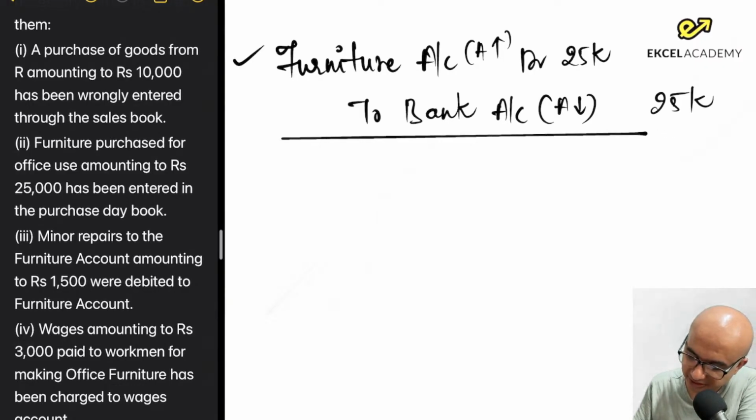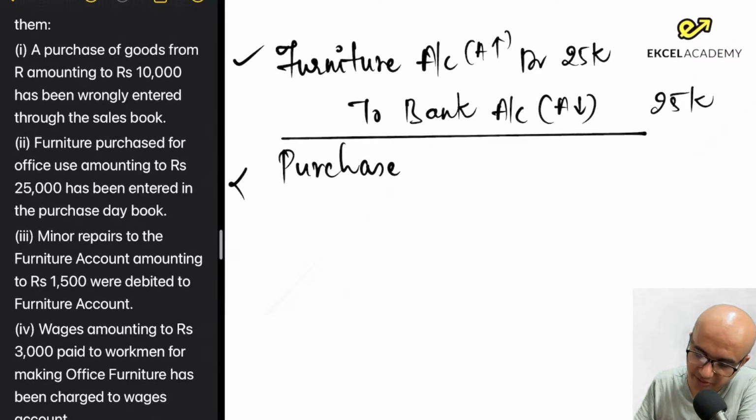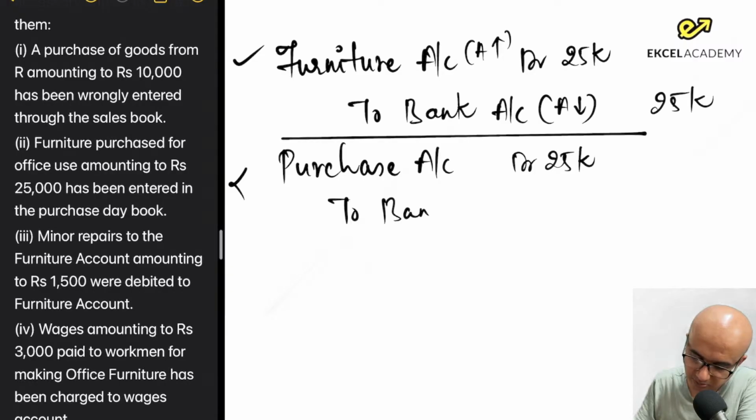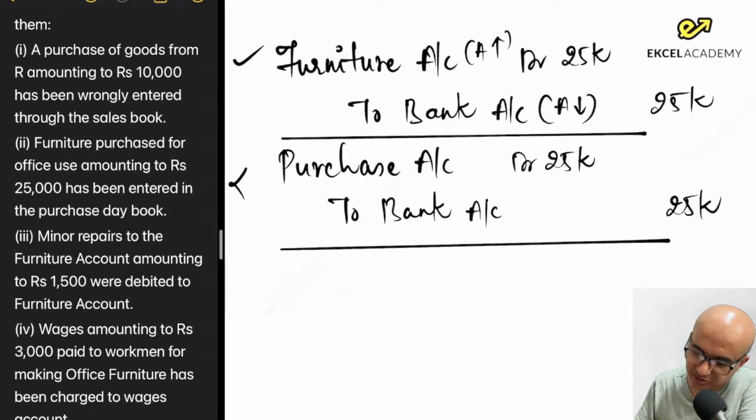But they didn't record this. They recorded this entry. They passed it through purchase book, means they have recorded that as purchase account, 25,000 to bank. So they have treated that as an expense. So now what is the problem? Wrong debit to purchase and missing right debit to furniture. So those would be the only two accounts involved in the rectification process now.